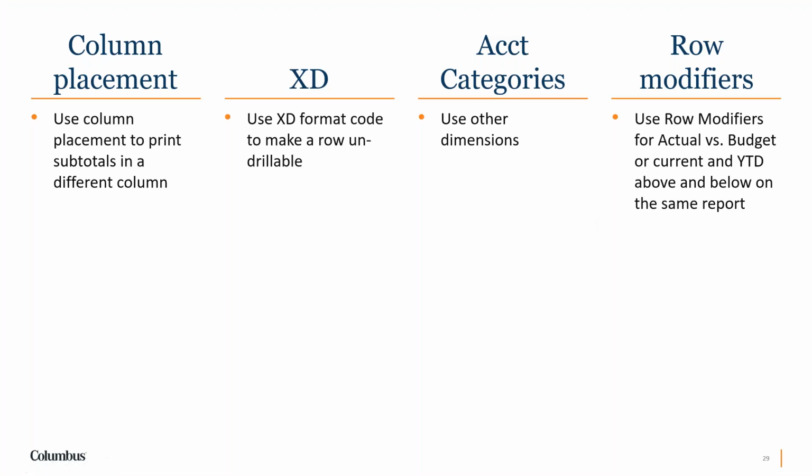All right, so next we're going to talk about some radical rows and being able to do that column placement or make a line in the report non-drillable. And the use of other dimensions inside your row definitions when you're actually coding reports. So being able to use account categories. Also being able to use the row modifiers.